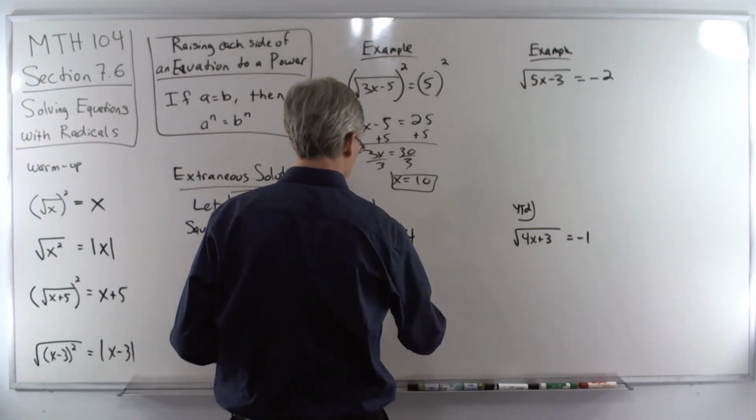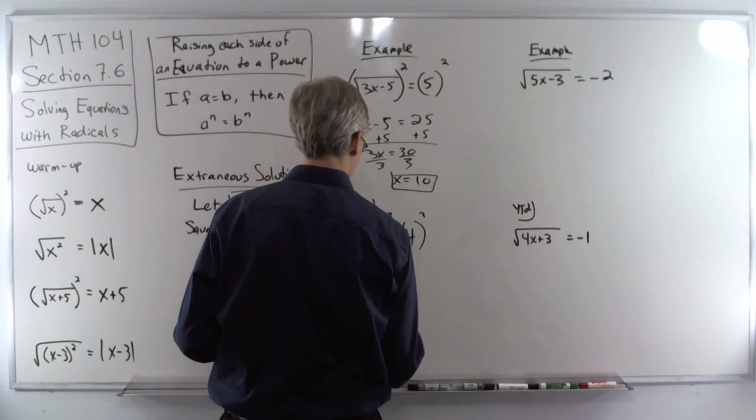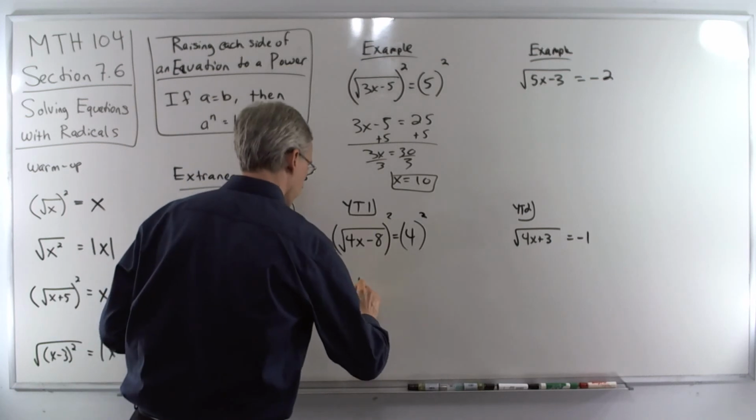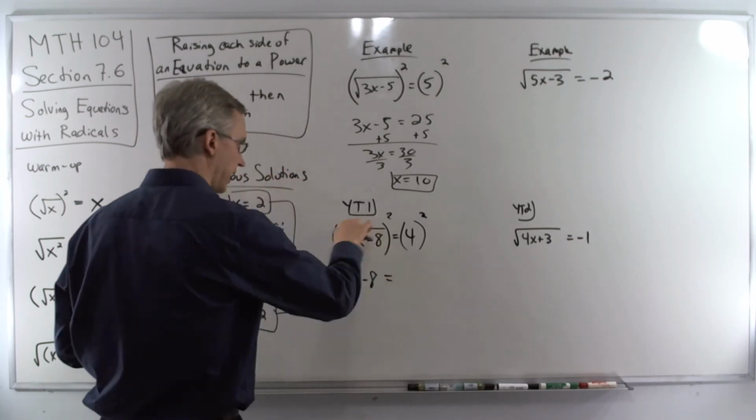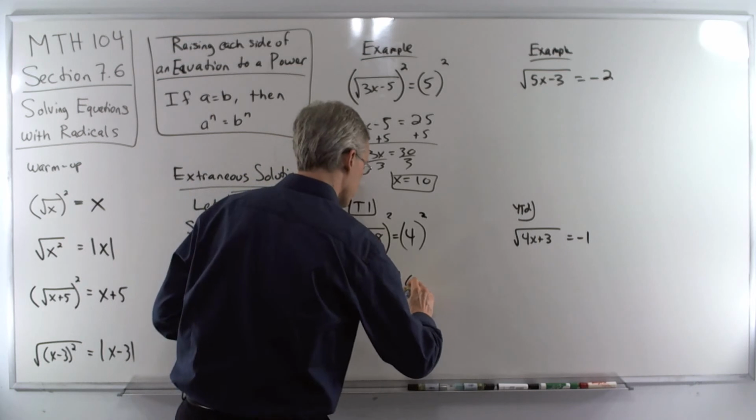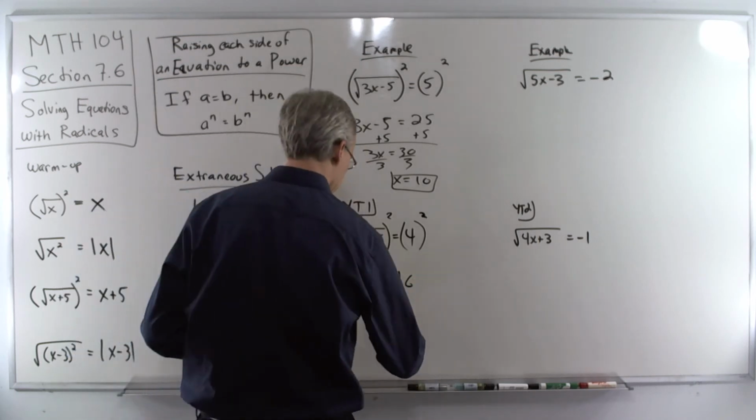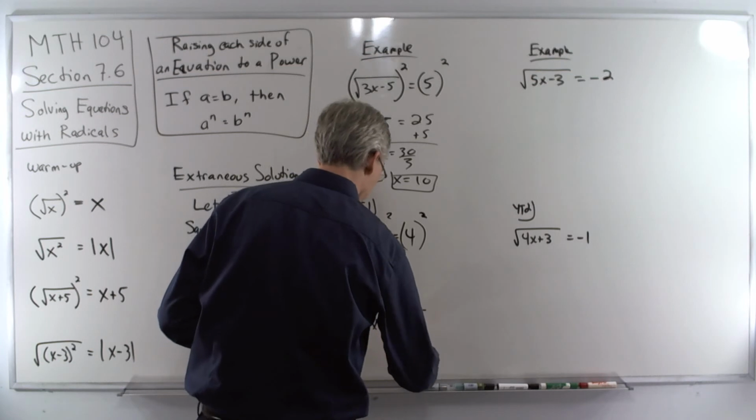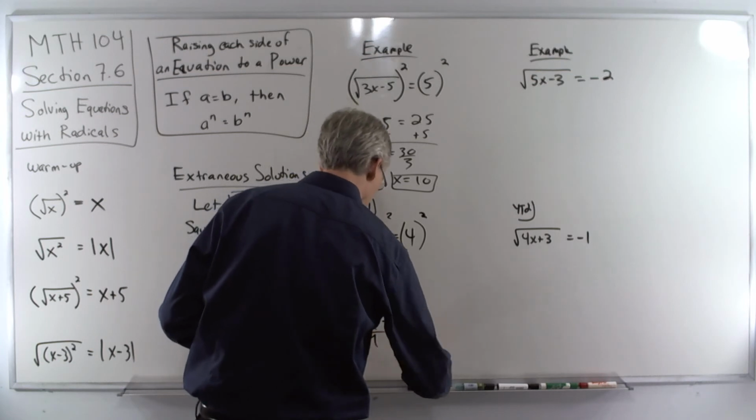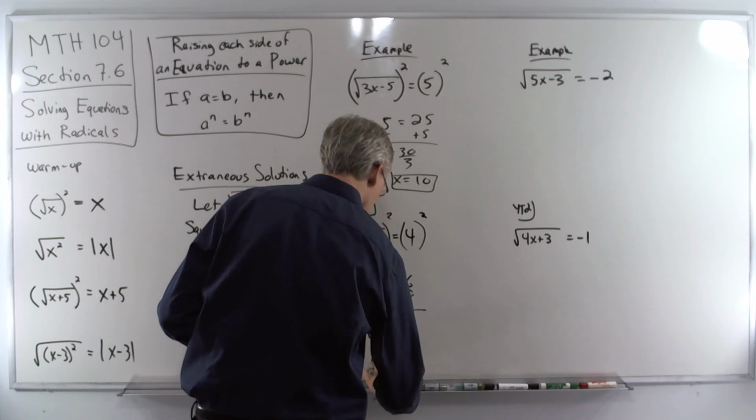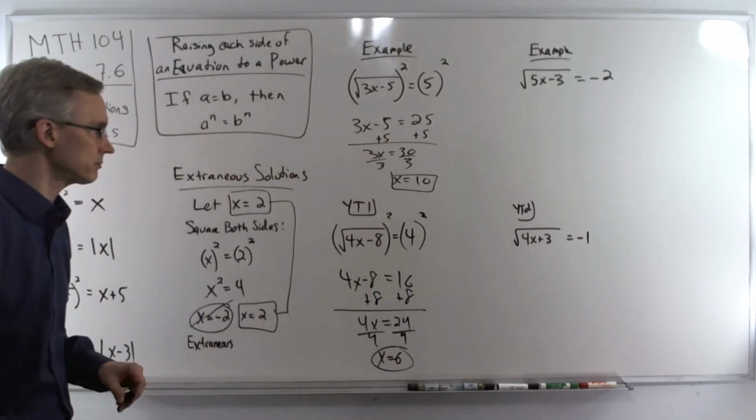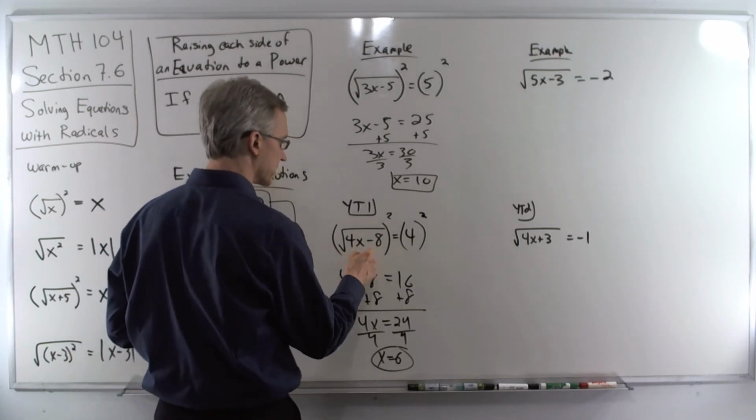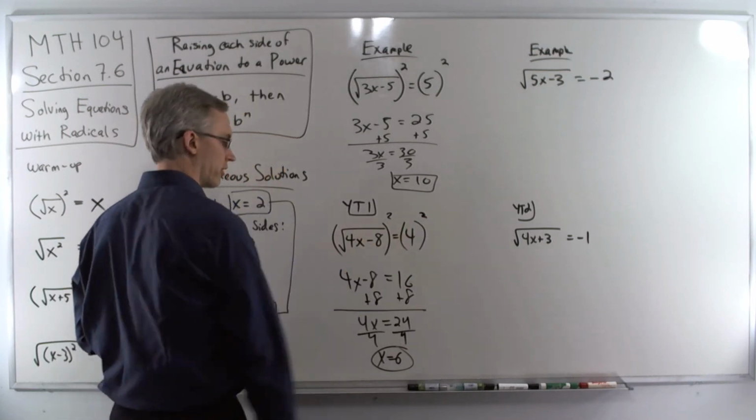All right, squaring both sides. That gives us 4x minus 8, if we cancel here, equals 16. I'll add 8 to each side. 4x equals 24, divided by 4, and x equals 6. Let's make sure it works. Take 6, plug it in here. 4 times 6 is 24, minus 8 is 16, square root of 16 is 4. So that works.